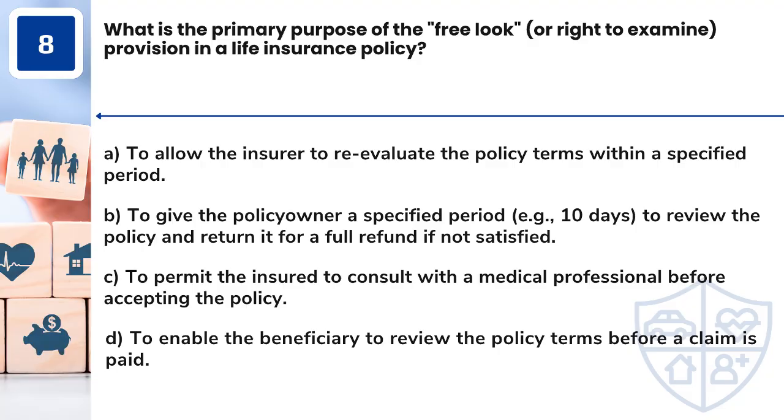Question 8. What is the primary purpose of the free look, or right to examine, provision in a life insurance policy? A. To allow the insurer to re-evaluate the policy terms within a specified period. B. To give the policy owner a specified period, e.g., 10 days, to review the policy and return it for a full refund if not satisfied.